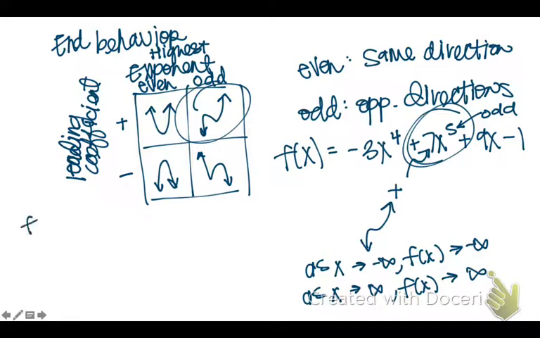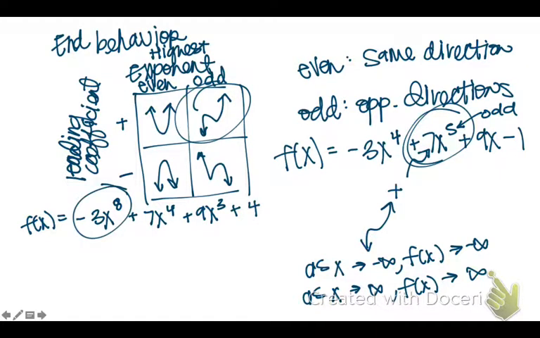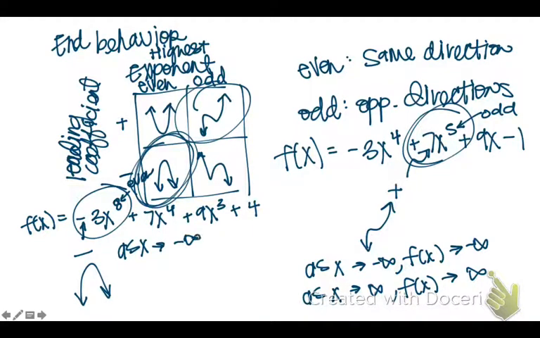Okay, if we did another one, so if you had f of x equals negative 3x to the 8th plus 7x to the 4th plus 9x cubed plus 4, we'd look at our highest exponent there. This is now even, and it is negative, which means they're both going down. So it's going to look something like this. And you would write as x goes to negative infinity, f of x goes to negative infinity, and as x goes to infinity, f of x goes to negative infinity.